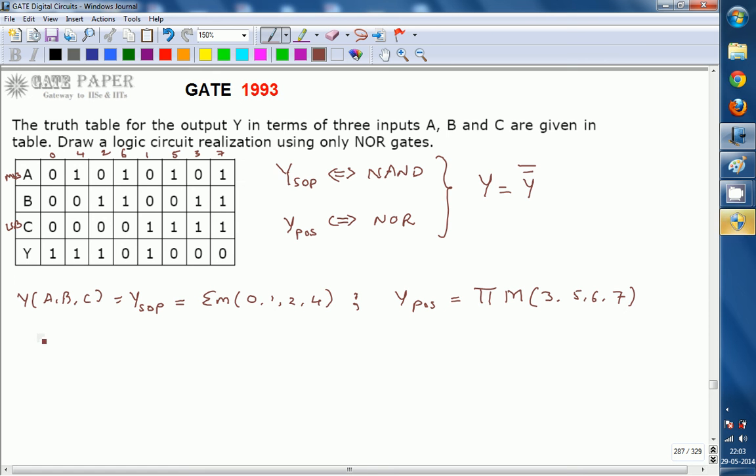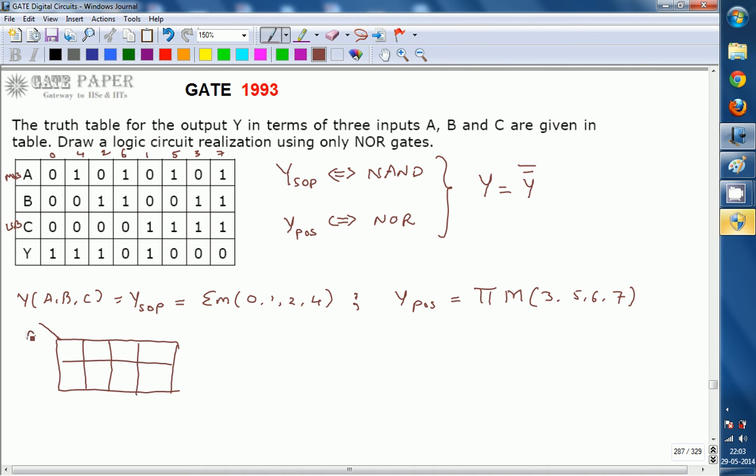Now we are going to realize using NOR gates, so you must get the minimized POS expression. The minimized POS expression is obtained by writing the 3 variable K-map and minimizing from it. Later we will realize that using the NOR gates.